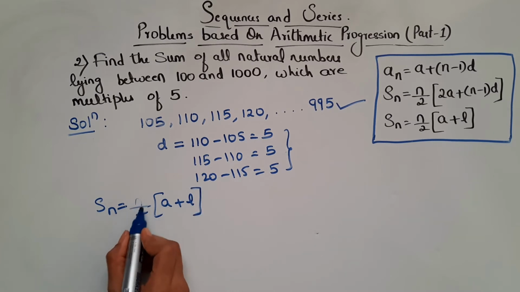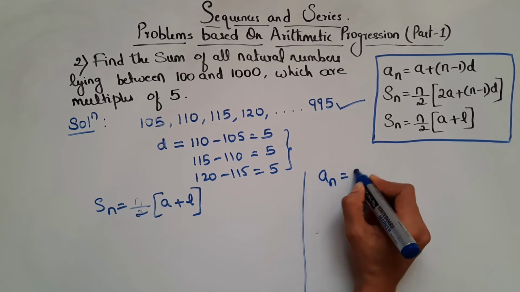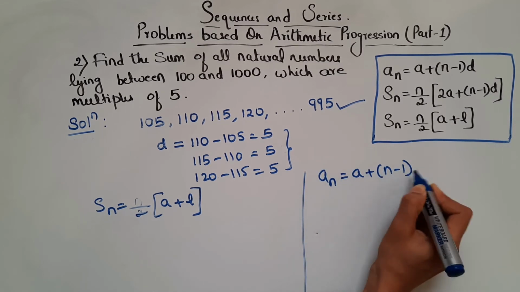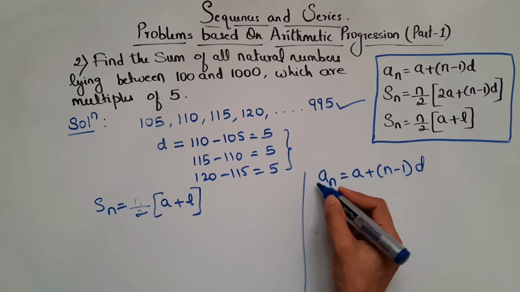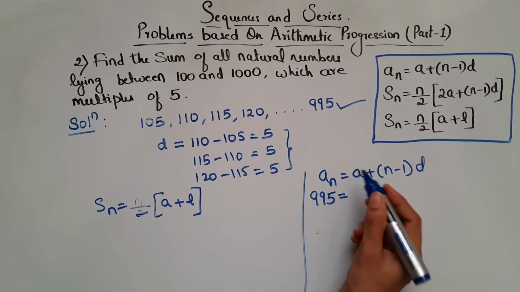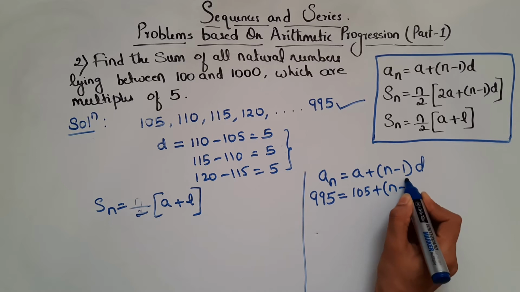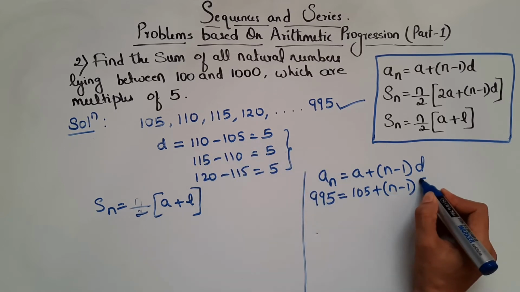Here we don't have the number of terms, right? So we will find the number of terms by using this formula. We know the nth term an is equal to a plus n minus 1 into d. What is an? That is the nth term. We know 995 is equal to a, the first term. Here the first term is 105, plus n minus 1 into d, which is 5, right?